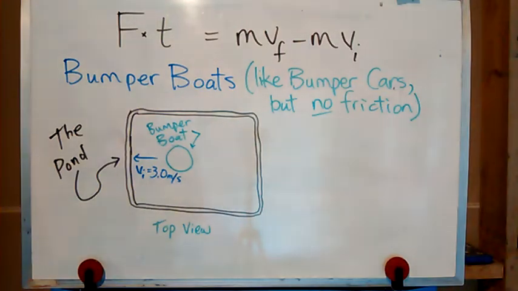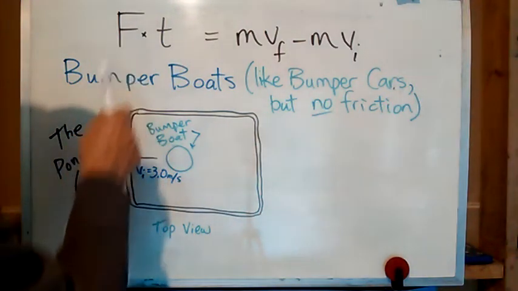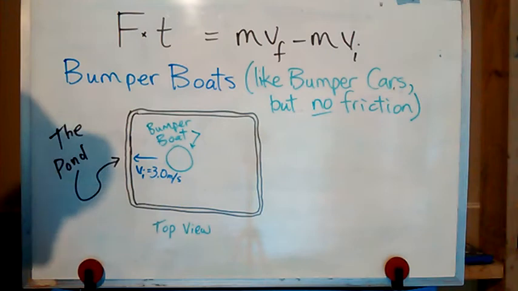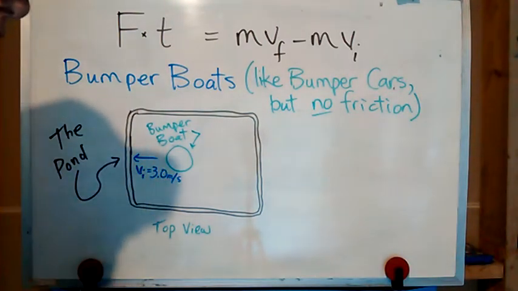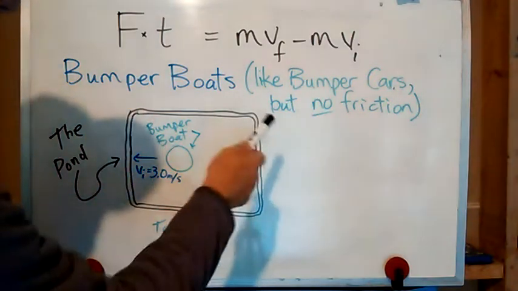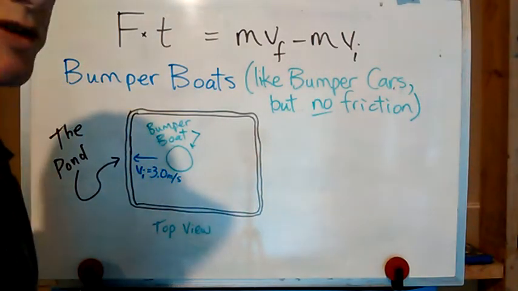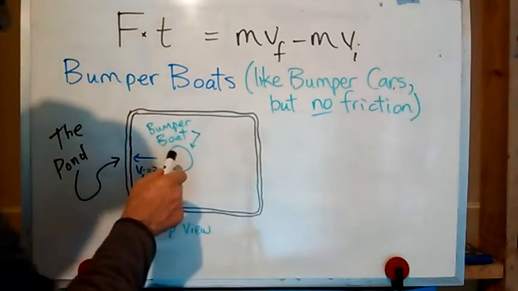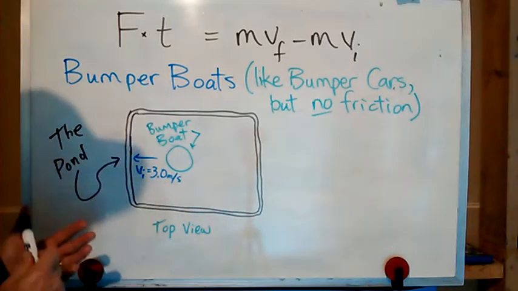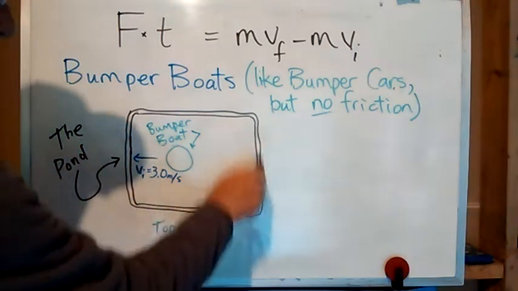So this is the second example problem for impulse is equal to change in momentum. This would be using the bumper boats. They still have them, I think, at Cultus Lake, but they're a lot like the bumper cars that we did at Castle Fun Park, but there's no friction. So when you get bumped, you'll keep on going until you hit the bumper on the other side.